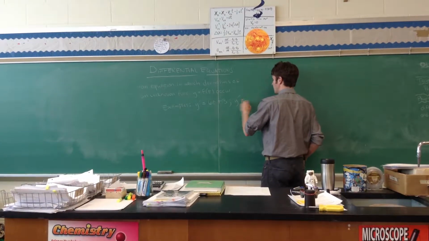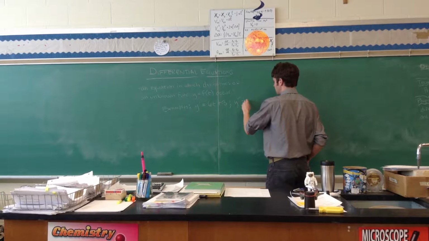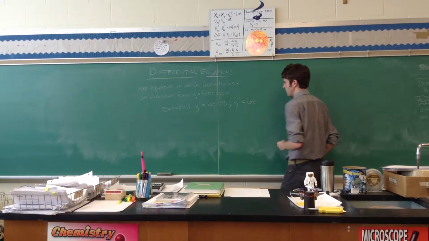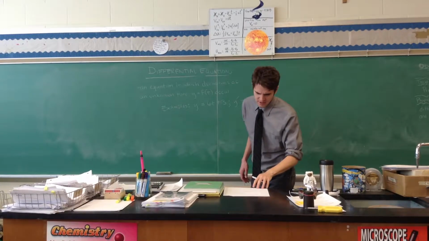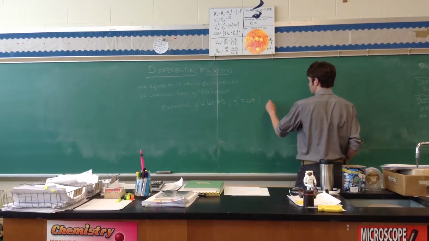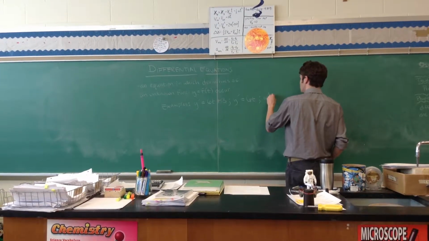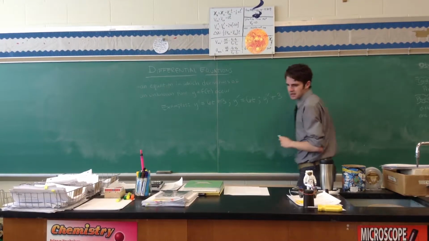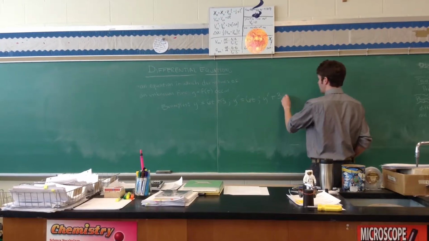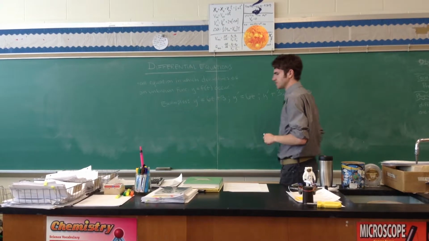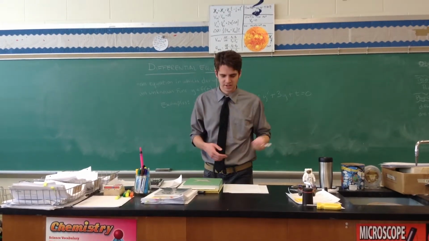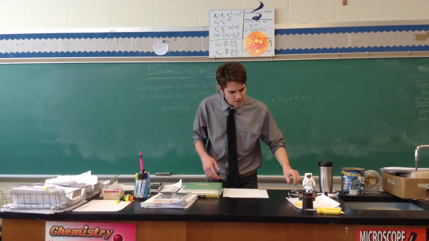Let's say we have y prime equals, say, 6t. Let's see if I have any sign, or I do not, but let's do this one: y prime plus 3y plus t equals 0. There's a variety of forms these can take.